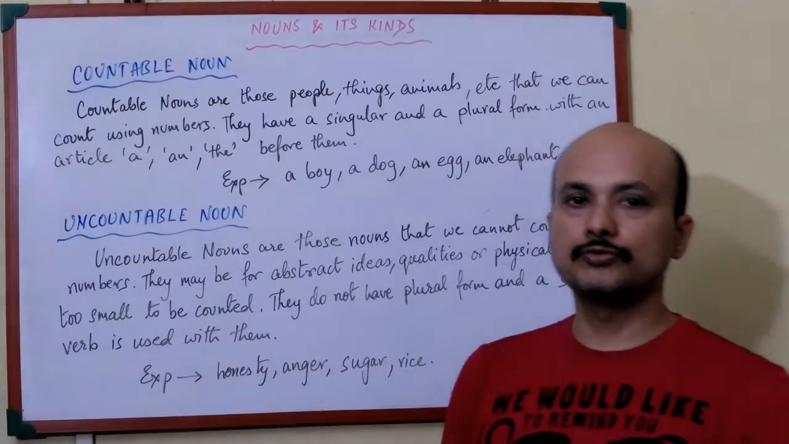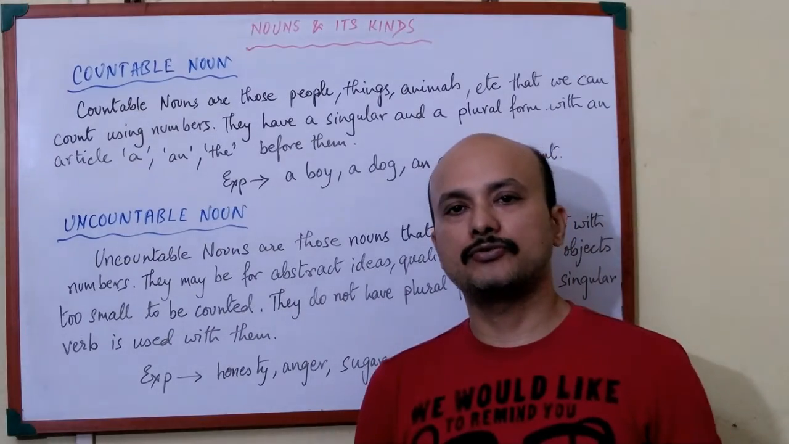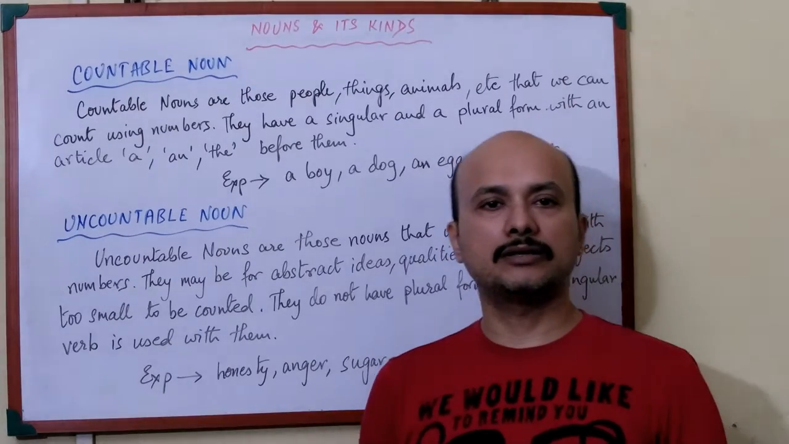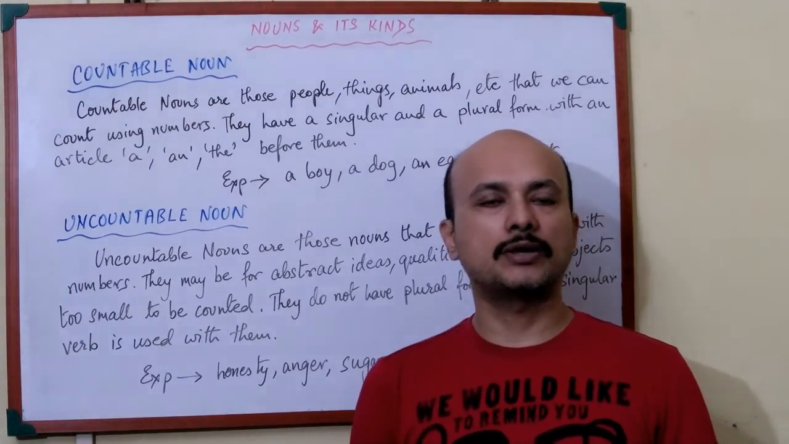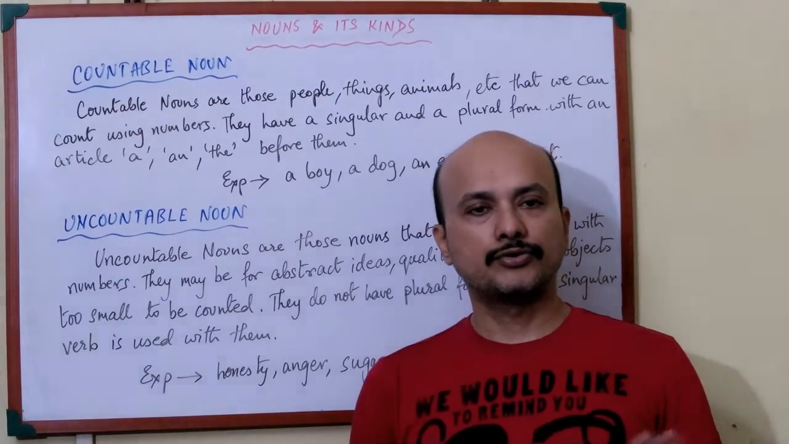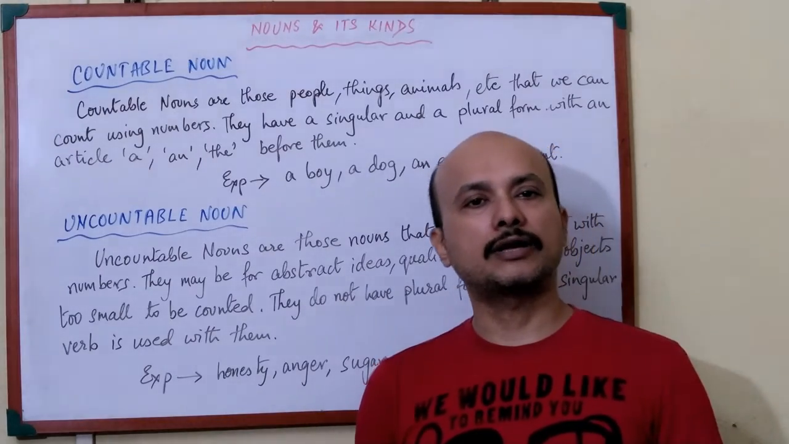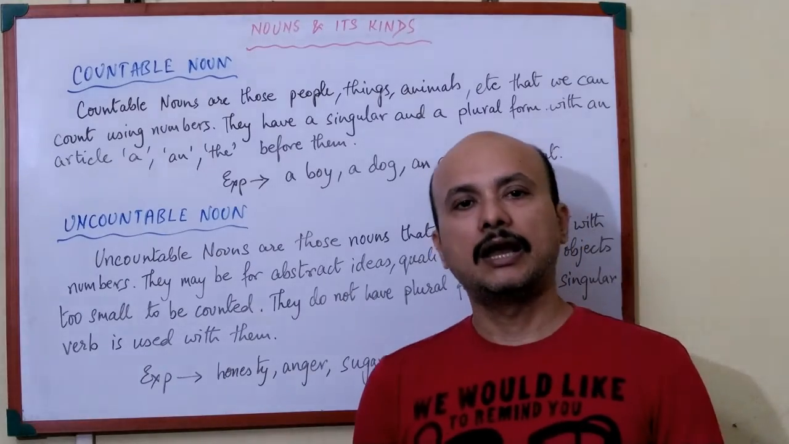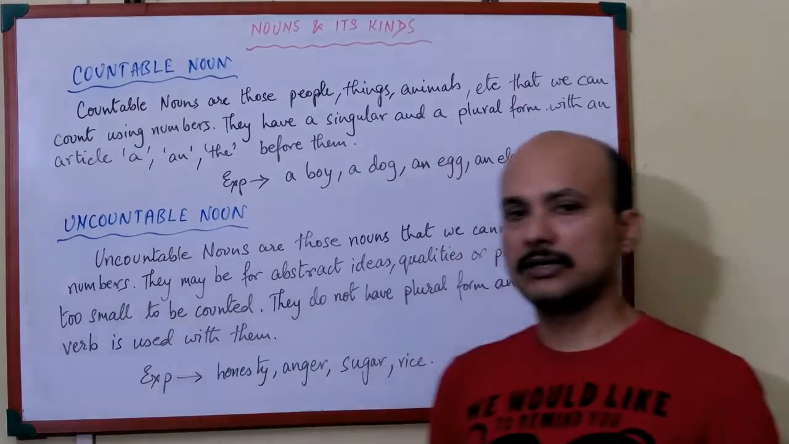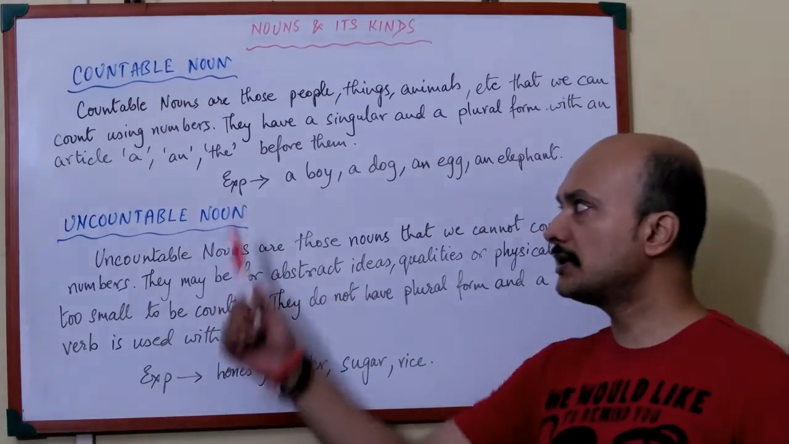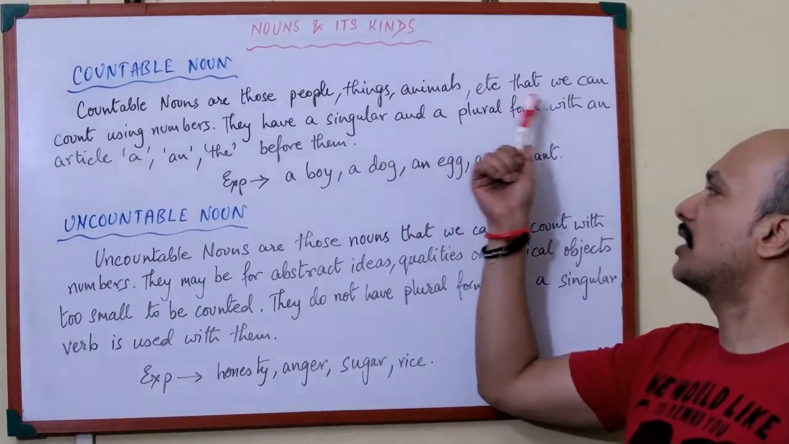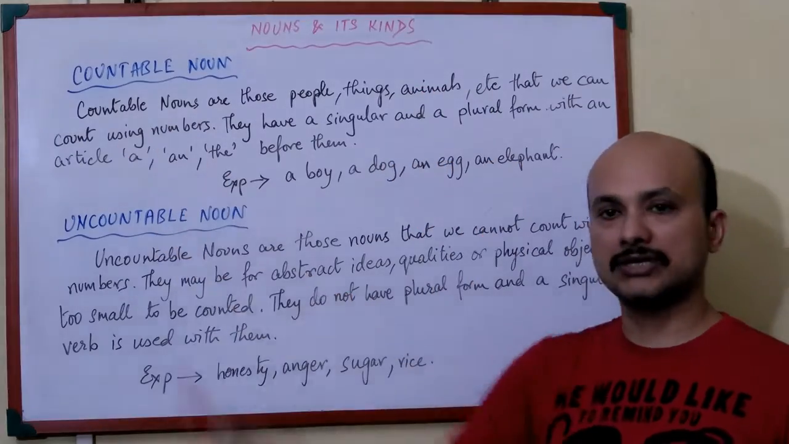Finally, we come to two broad classifications of nouns. We can generally categorize all the nouns that are there into two different categories. One is countable noun and the other one is uncountable noun. So nouns which we can count fall into the category of countable, and ones which we cannot count come under uncountable. Let's see the definitions. Countable nouns are those people, things, animals, etc. that we can count using numbers.